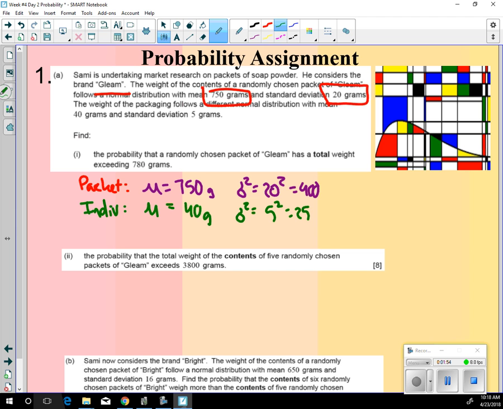Find the probability that a randomly chosen packet of Gleam has a total weight greater than 780. Isn't one of them just the container?